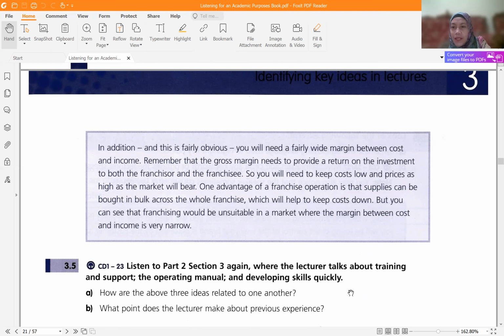I know this question is kind of difficult for you because here we are not only answering the questions based on the audio that we just listened to, but we are identifying the key ideas, the key points that we have to make from listening to a lecture. That's why listening for academic purposes is kind of difficult rather than the previous listening classes that we have had in the 2 previous semesters.